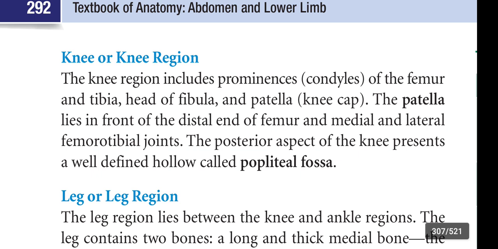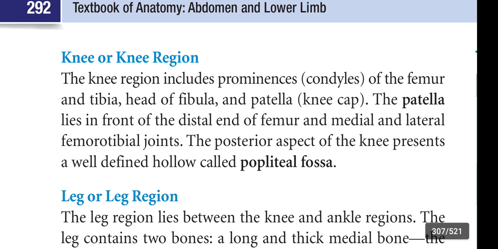The patella lies in front of the distal end of femur, medial and lateral femorotibial joints. The posterior aspect of knee represents a well-defined hollow called popliteal fossa.